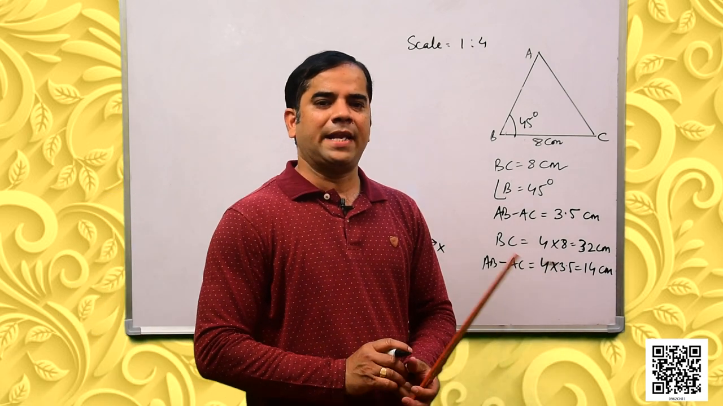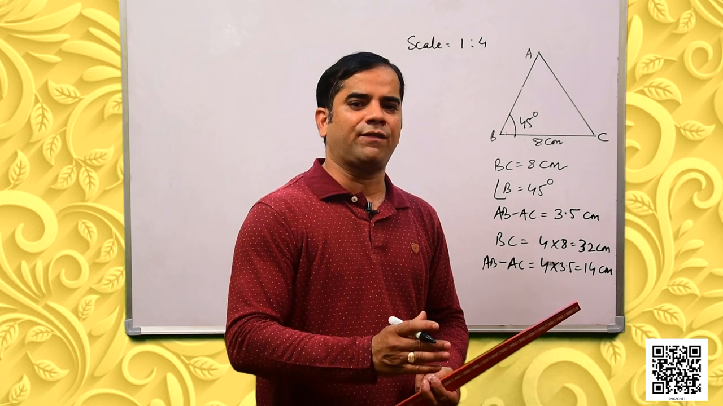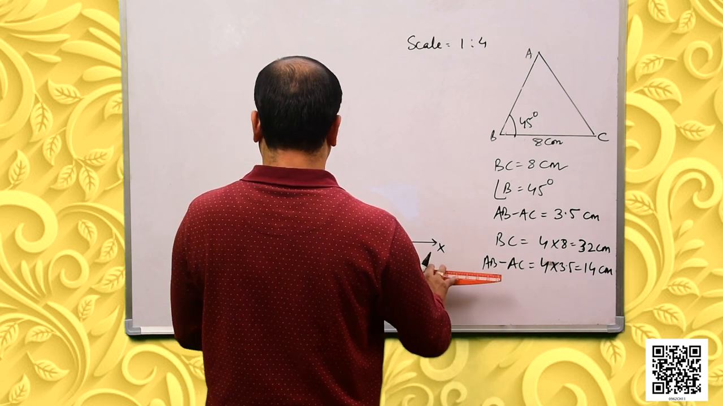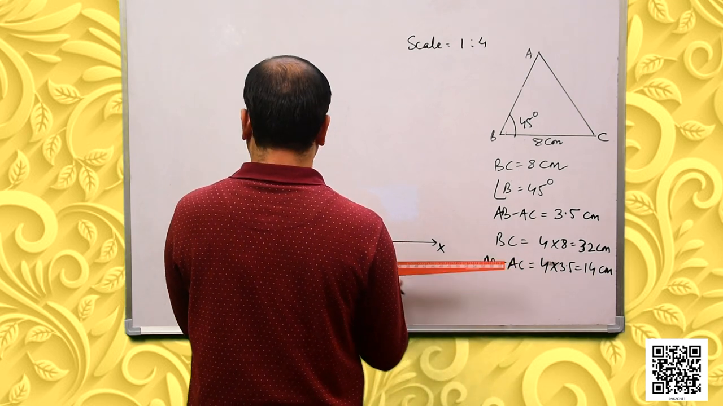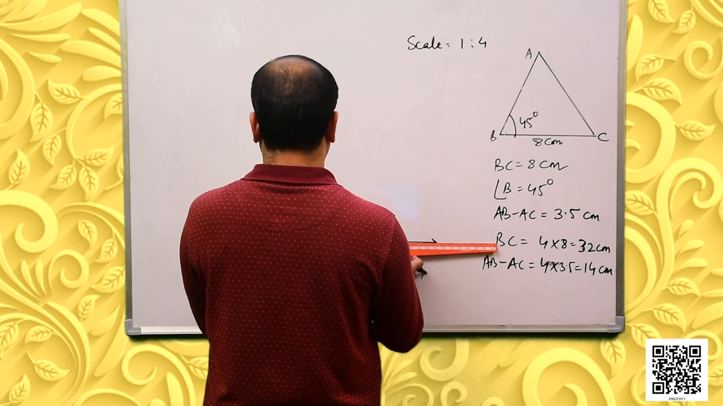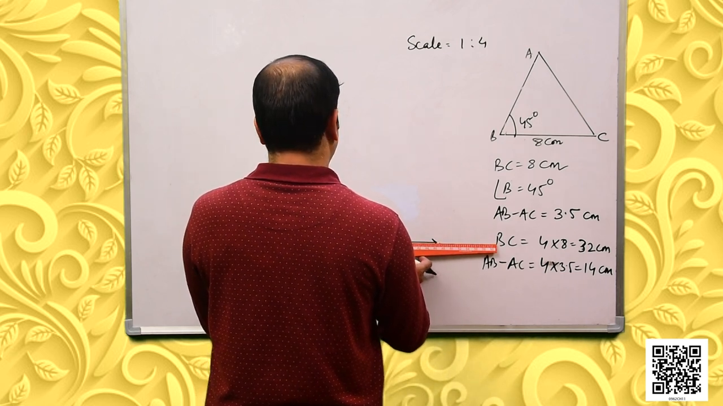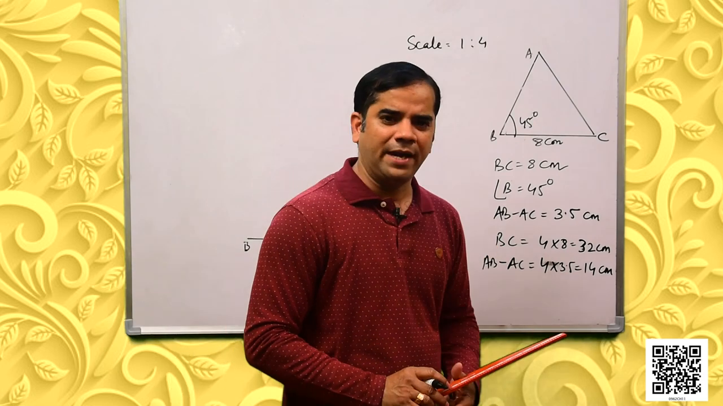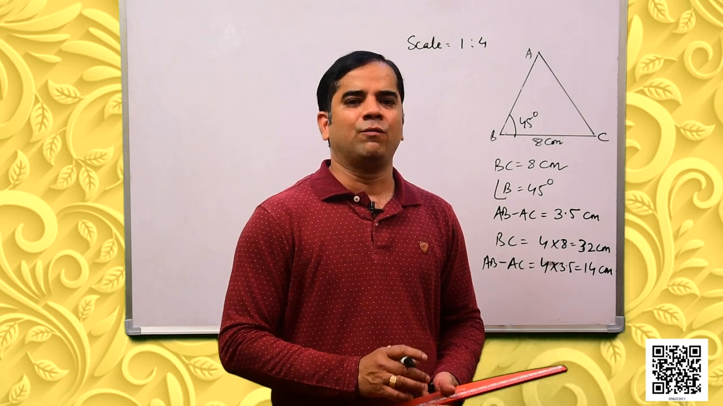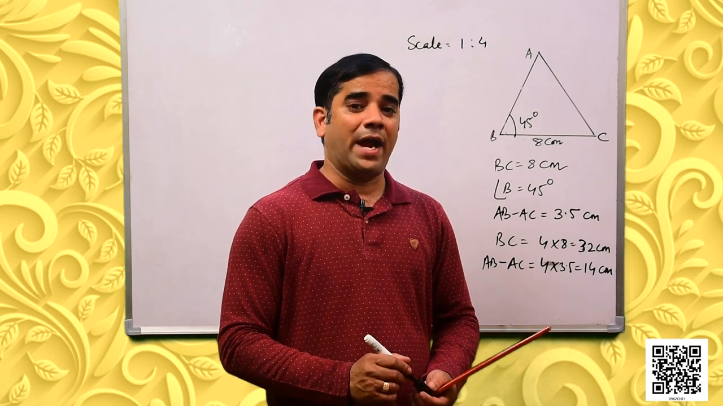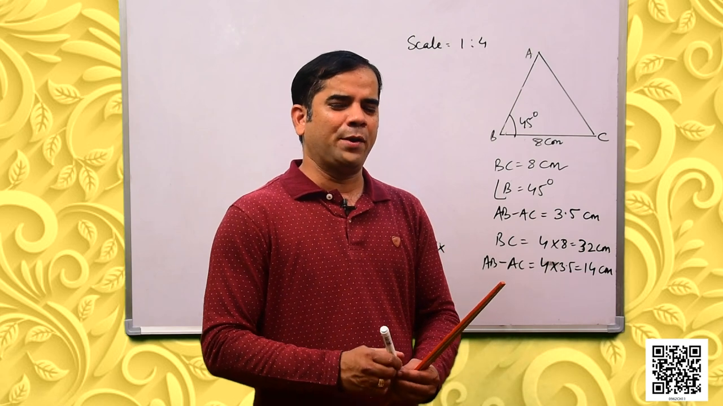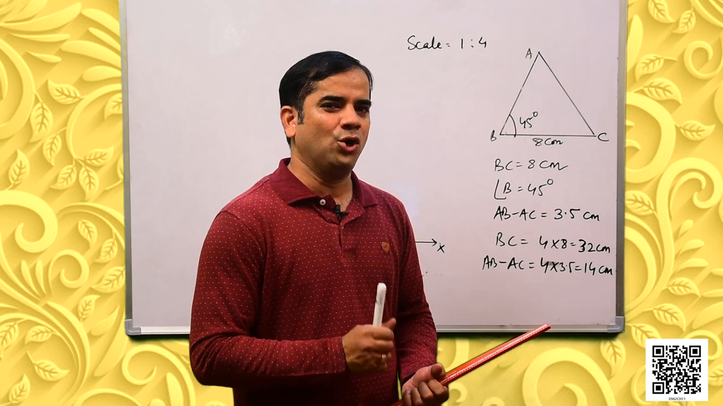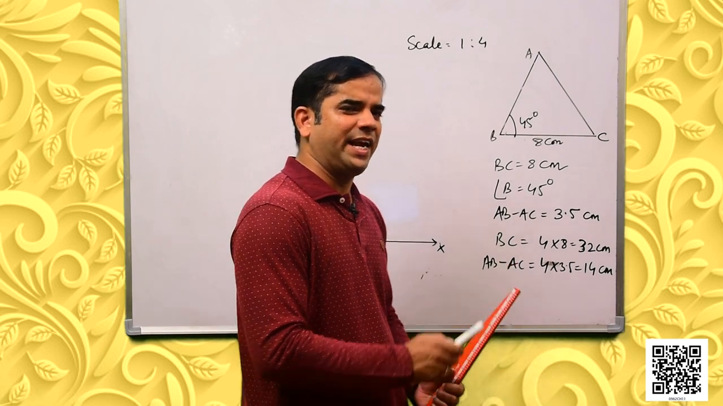Fine. So, in the next step, along BX, we need to cut off a line segment BC, that is 8 cm. So, we need to cut off 8 cm. And in my case, it is 32 cm. So, this is point C. Fine. In the next step, at B, we need to construct angle CBY, that is 45 degree. Hope you remember how to construct 45 degree. I think you better know it. So, let us construct 45 degree at B.